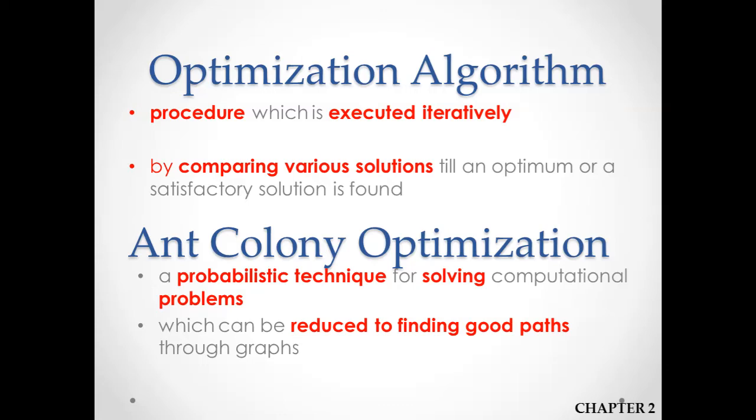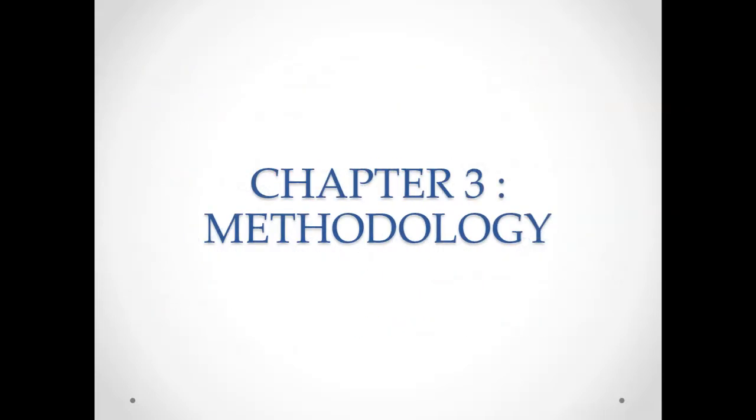Next, to prove the benefit of my tariff design, an optimization algorithm is needed. The optimization algorithm is an algorithm with a procedure which executes iteratively by comparing various solutions until it obtains the optimum solution. The ant colony optimization is chosen in this research. The ants will find the best parameter of each energy consumption that is suitable to be shifted, so the price of electricity can be reduced. Chapter 3, Methodology.